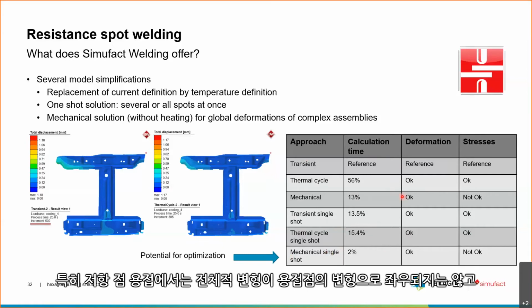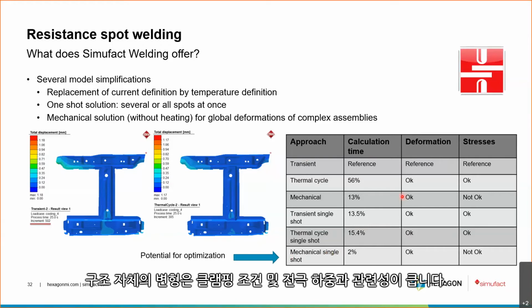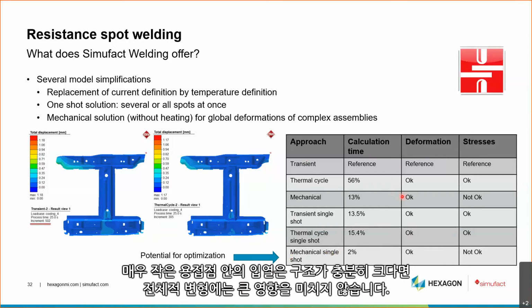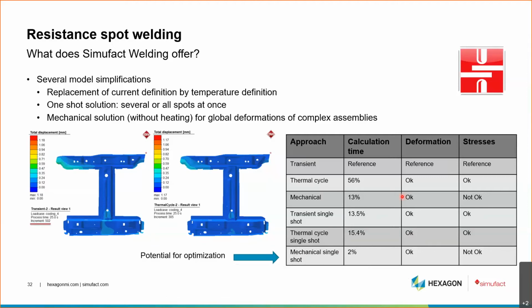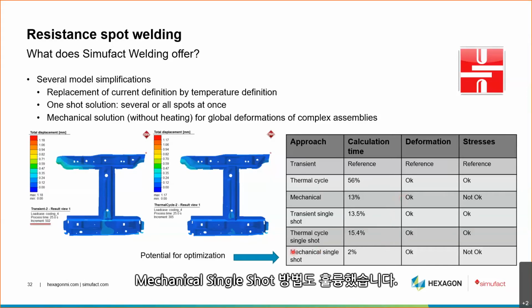The reason for it is that for resistance spot welding specifically, the global deformations, not that much the deformation inside the spot, but the deformation of the structure itself, is very related to clamping conditions and electrode forces. Because this small heat input inside this very, very small spot has not much influence on the global deformation if the structure is sufficiently large.